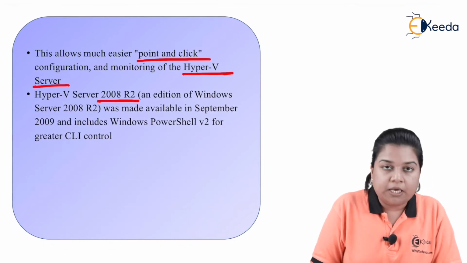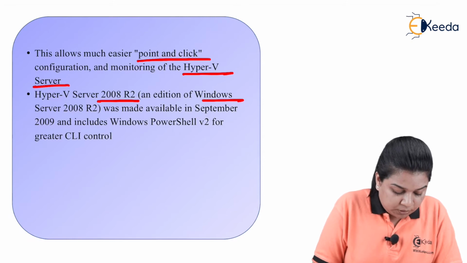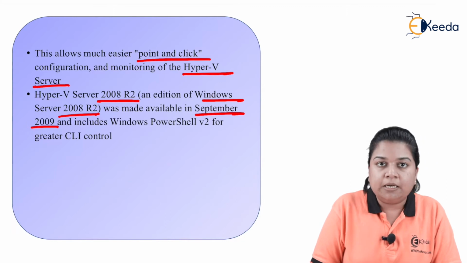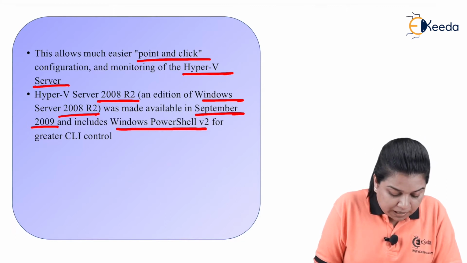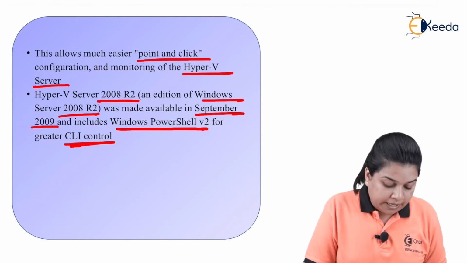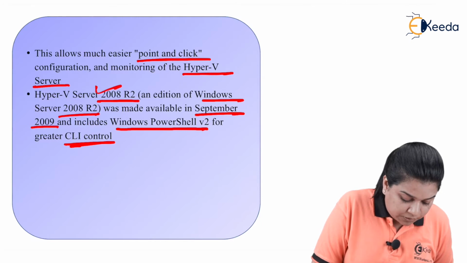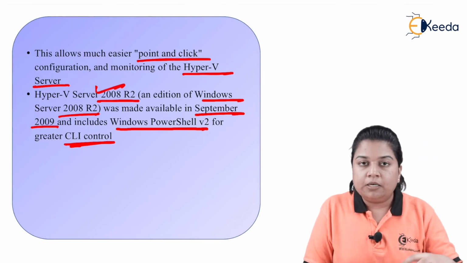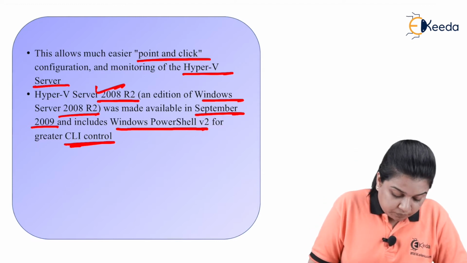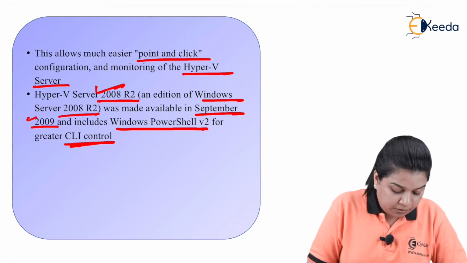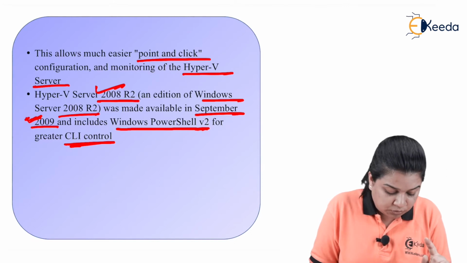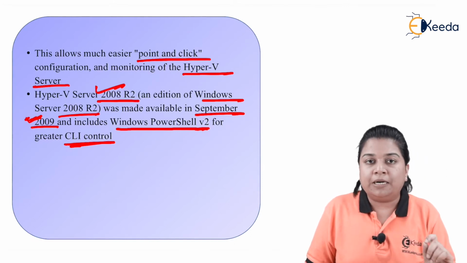Hyper-V Server 2008 R2, an edition of Windows Server 2008 R2, was made available in September 2009 and includes Windows PowerShell v2 for greater CLI control. Now here they are saying that Hyper-V Server 2008 R2 is designed for Windows Server 2008, as we have been seeing. So this was made available in September 2009, and it includes Windows PowerShell v2 for greater control of the command line interface.